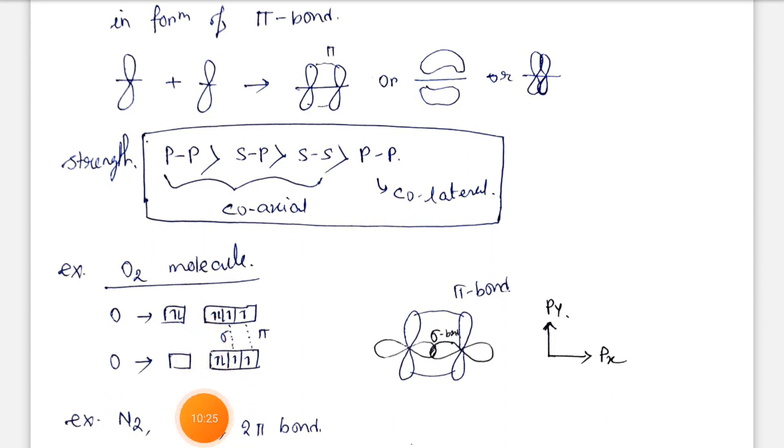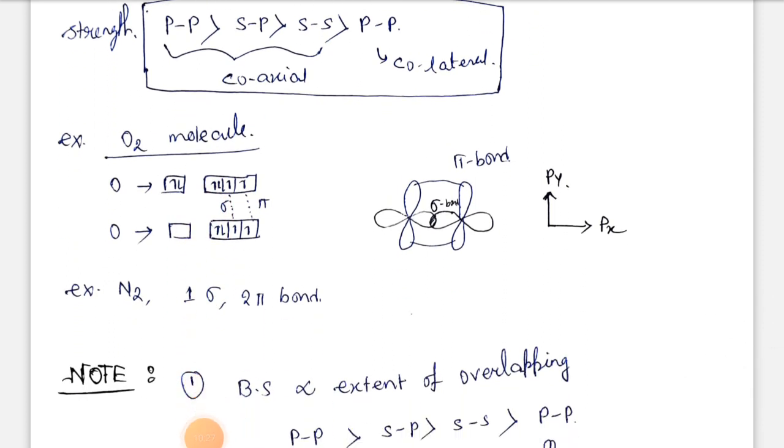Okay, if we take an example of the O2 molecule, the atomic number of oxygen is 8, so the configuration is 1s2 2s2 2p4, and two unpaired electrons are there. So basically if we take two oxygen atoms for the O2 molecule, one sigma bond is formed and one pi bond is formed. The sigma bond is formed by px-px overlapping, and py-py overlapping forms the pi bond. Next, the N2 molecule: for the N2 molecule, there is one sigma bond and two pi bonds. You can draw the structure.